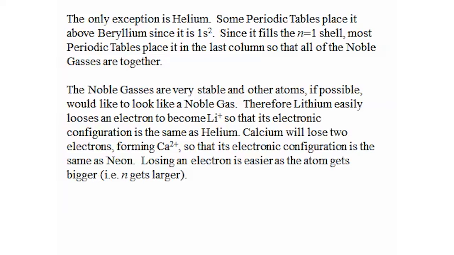Therefore, lithium, which is basically the 2 electrons in the 1s plus a single electron in the 2s, easily loses an electron to become lithium plus. Remember, that's called a cation, or just an ion, so that its electronic configuration is the same as helium. Calcium will lose 2 electrons, forming Ca2+, so that its electronic configuration is the same as neon. Losing an electron is easier as the atom gets bigger. In other words, as the n, or the shell of the last electron, gets larger.